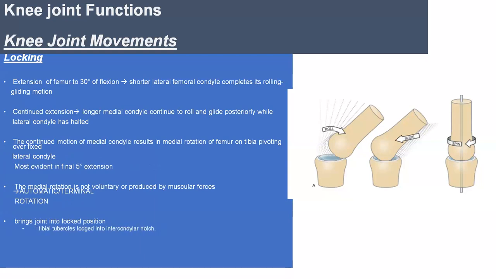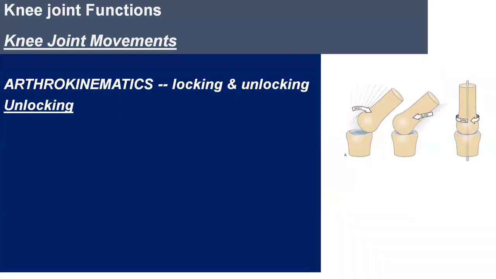So the tibial tubercles are lodged into the intercondylar notch and the menisci are tightly interposed between the tibial and femoral condyles. Ligaments are taut. Hence locking, or this is known as the screw home mechanism. During unlocking, to initiate flexion, the knee must first be unlocked.